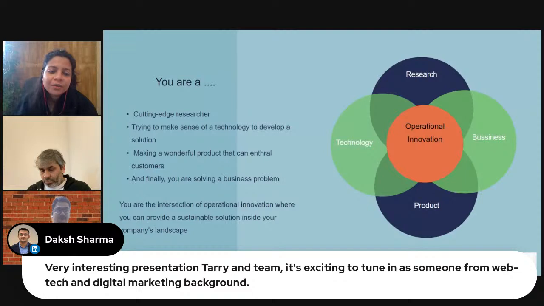As I was mentioning, it's with these four circles over here, as you can see. So if you belong to any of these, or even if you are lying at any intersection, I believe that this webinar will be helpful, because it's not only that we'll be talking about research, technology, product, but also business, and then how do you get into operational innovation with all these four components.